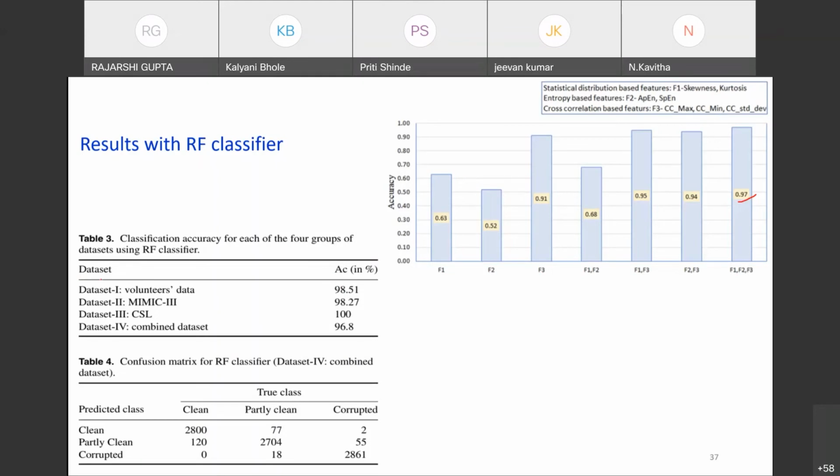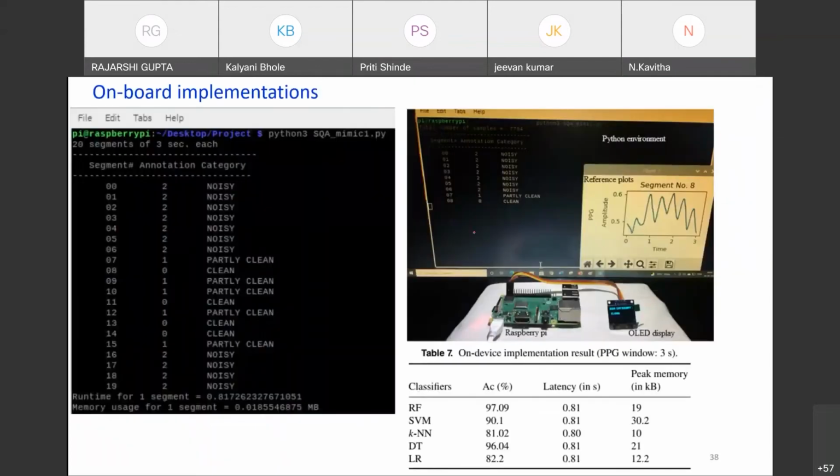We used 4 data sets for evaluation. One is volunteers data collected in the laboratory, then MIMIC 3 data set, then CSL, and data set 4 was a combination of these 1, 2 and 3. In the case of CSL data, we got 100% accuracy. This is very interesting because we could use a simple Raspberry Pi 3B plus board to get this level of accuracy.